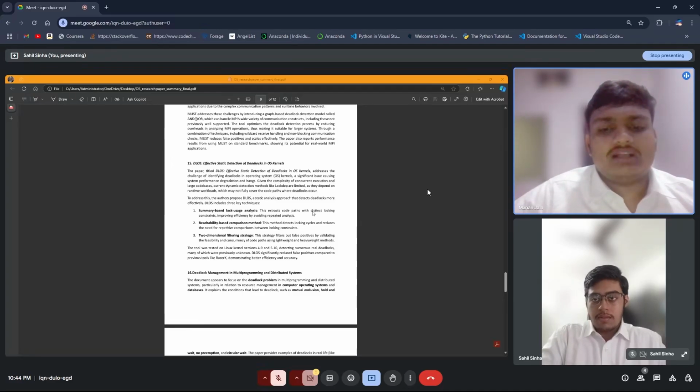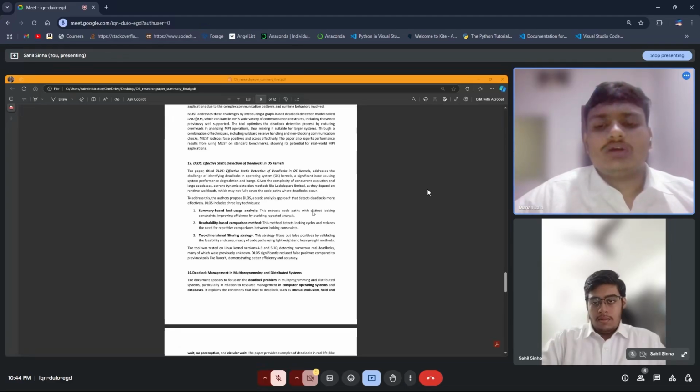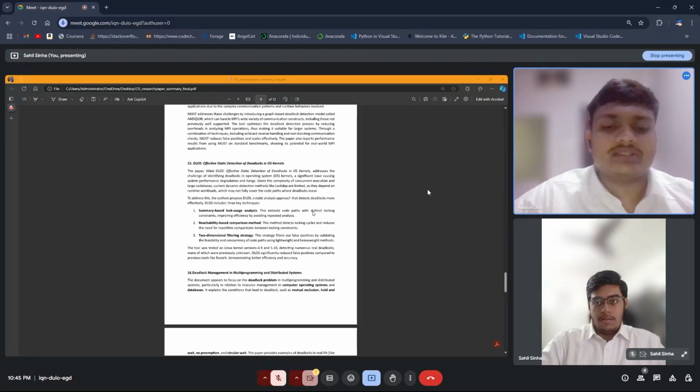DLOS uses advanced techniques to filter and identify locking patterns, which helps reduce false positives. Tests on the Linux kernel show that DLOS is effective in detecting real deadlocks, including previously unknown ones. The tool is scalable and works well for large, complex OS. DLOS provides a practical and reliable solution for maintaining stability in OS as they evolve.